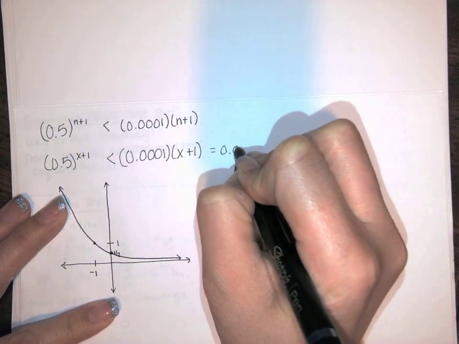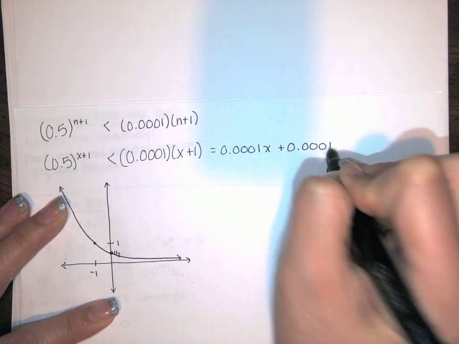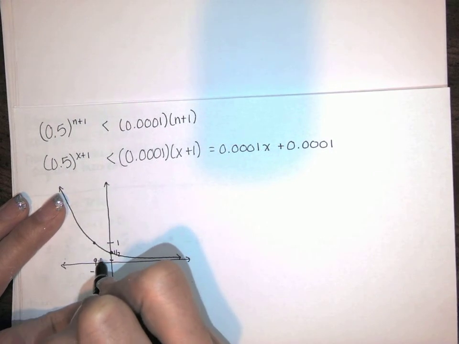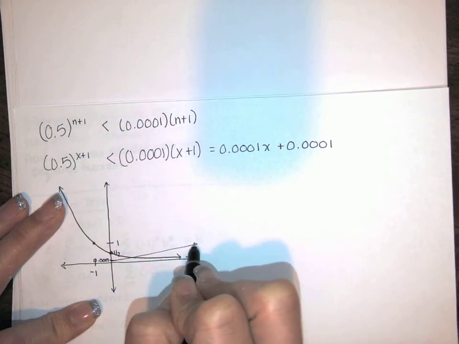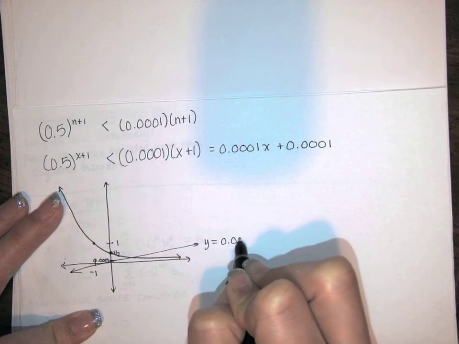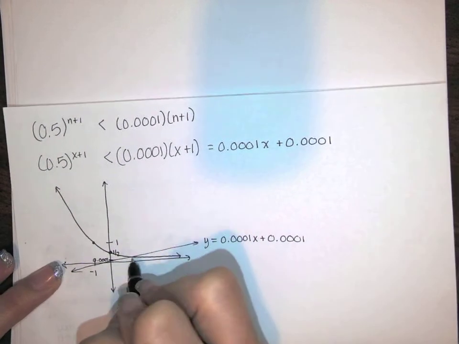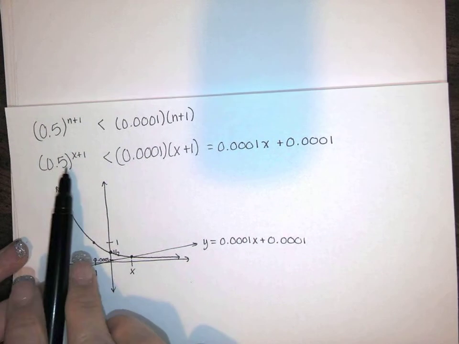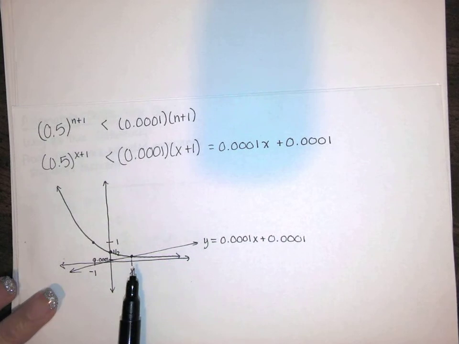And this is another graph, 0.0001 times x plus 0.0001. So that's a line that goes through the y-axis at 0.0001, and it has a tiny, tiny positive slope. So this is not to scale, but that's y equals 0.0001x plus 0.0001. What we're looking for is that point of intersection. Like, what is that x value for which this exponential is less than that line? I need that point of intersection.